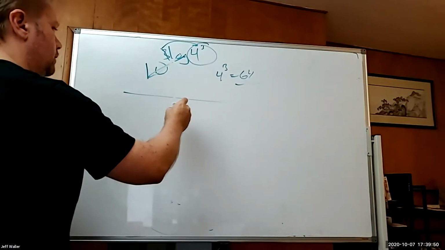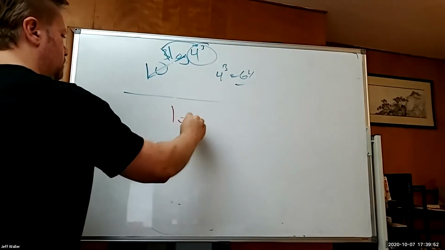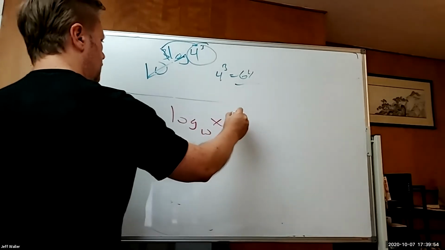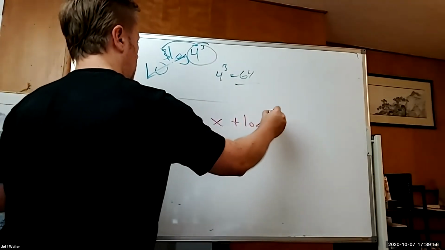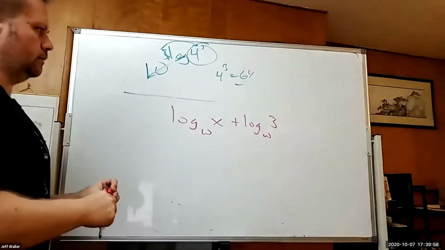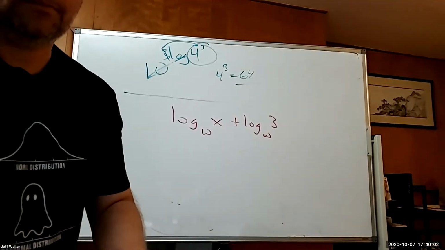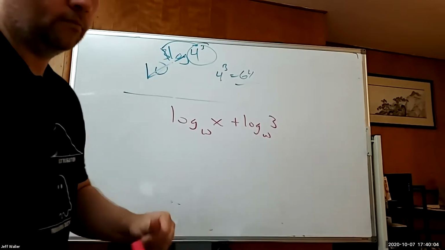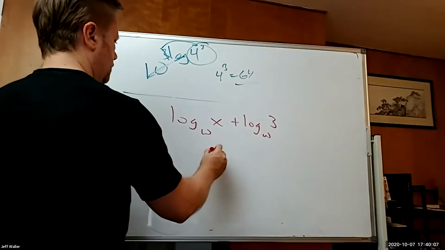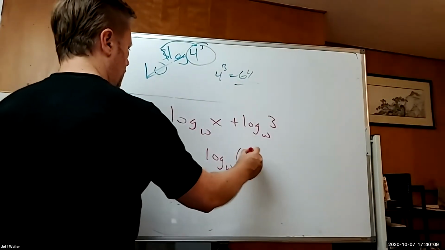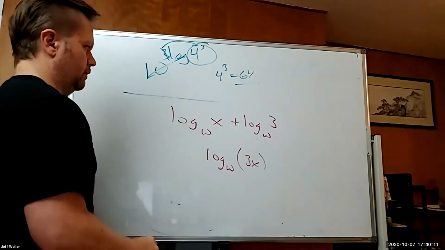So this is easy. How can I simplify that? Log w of x plus, sorry, x times, wait, x times 3? And 3x is the way we normally say it. Yeah.